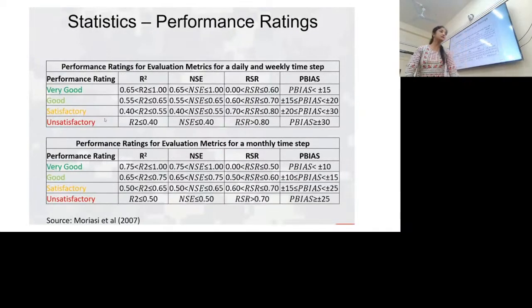Then percent bias is another statistic. So we can see that if we are using daily and weekly simulation, then how we can define it: if the R square value lies between 0.65 to 1, it's very good. Then NSE and R square, so these are the ranges. If we are simulating the model monthly, then these are the ranges where we can understand that if we are getting an R square value of more than 0.75, then it's a very good model.